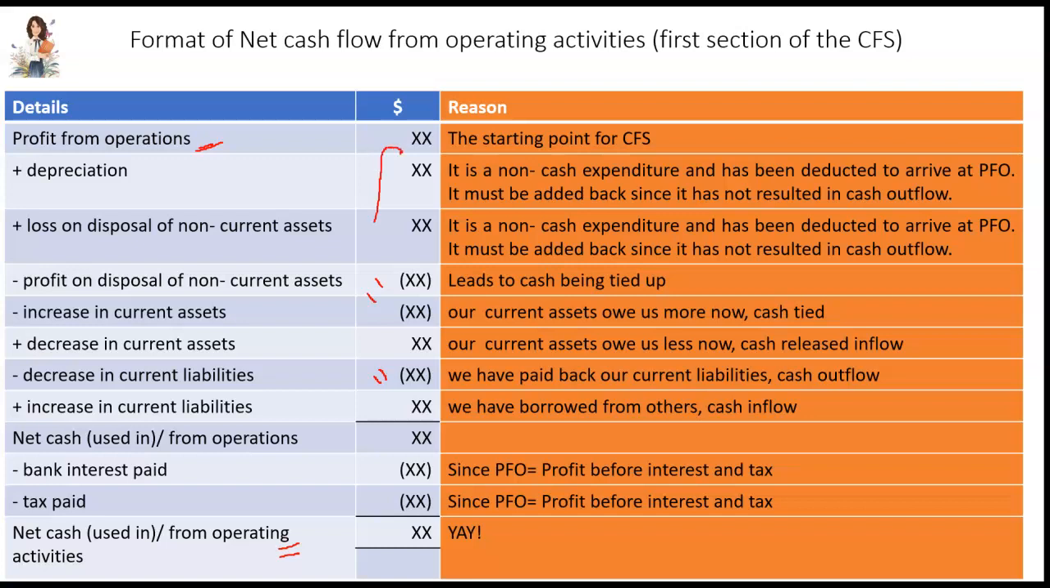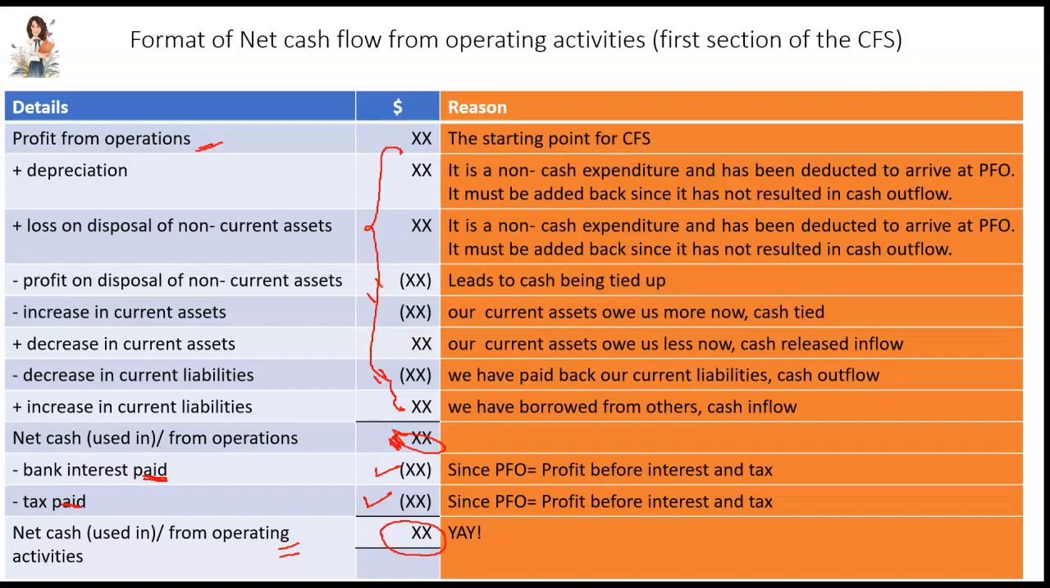Once you have added all these figures, whether they are positive or negative, you will come to the net cash used in or from operations, which is this figure. And from this, then you will subtract the bank interest paid and the tax paid. Why are we subtracting these two figures? Because profit from operations was profit before interest and tax subtraction. And so now we will subtract the interest and tax from the profit from operations.